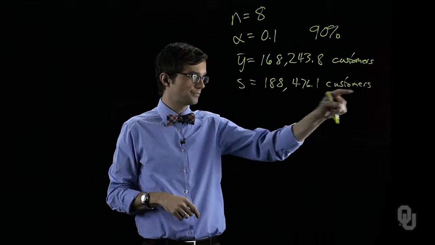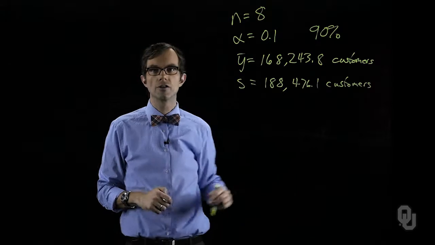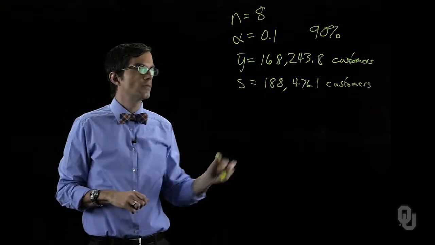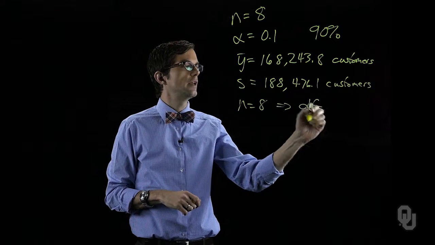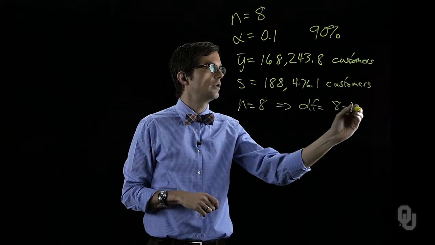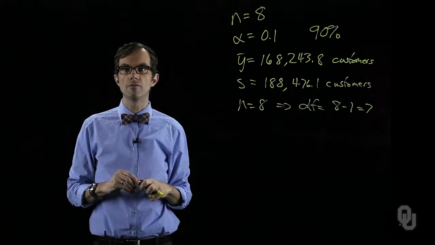Again, this is a standard deviation, so we are in just the units. If this were variance, we'd be in units squared or customers squared. We know that the sample size is 8. Therefore, the degrees of freedom is 8 minus 1, n minus 1, which is 7. So we have 7 degrees of freedom for this problem.